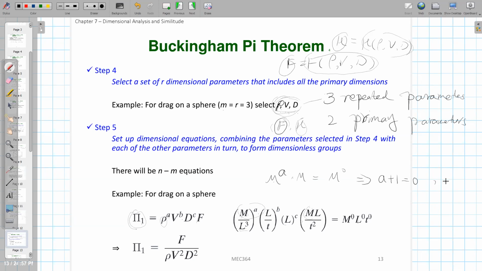So you know that a equal to minus 1. And then the second thing looks at L. So this L will be minus 3a, right? Minus 3a here, and times another L to the power b, and times another L to the c, and times another L. So this is giving you what? This is giving you minus 3a plus b plus c plus 1 equal to 0.